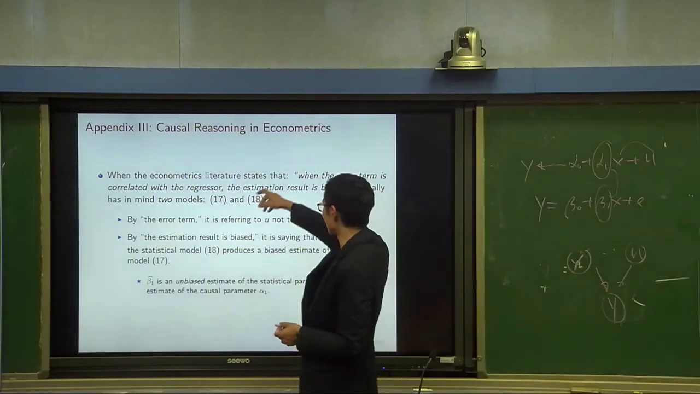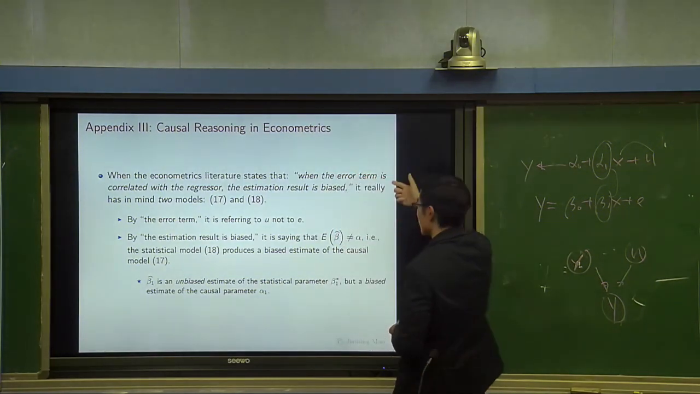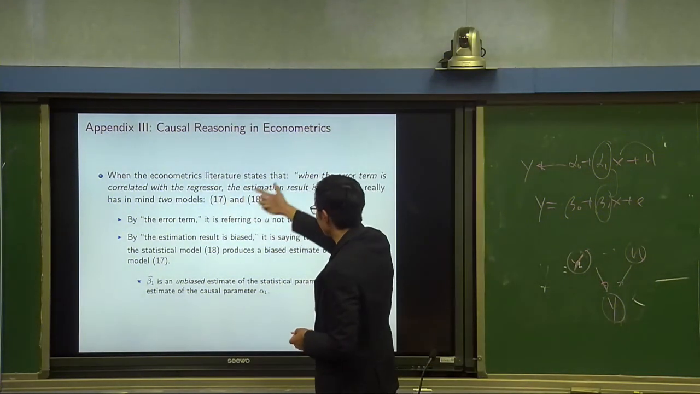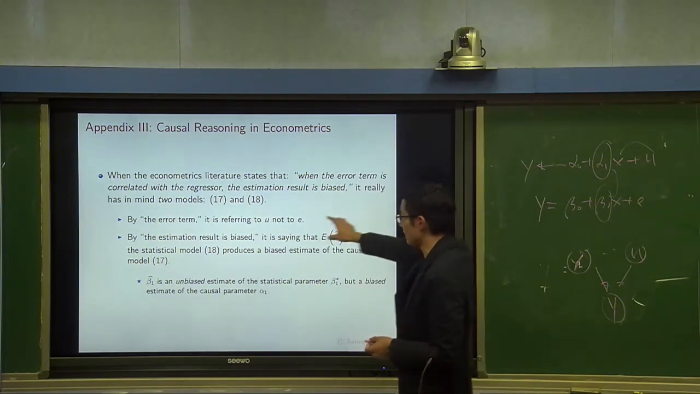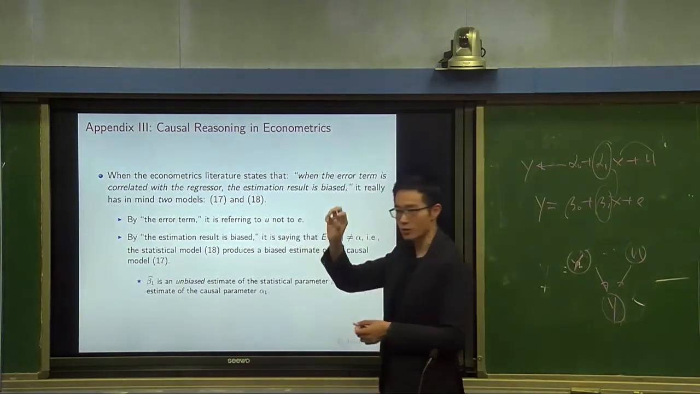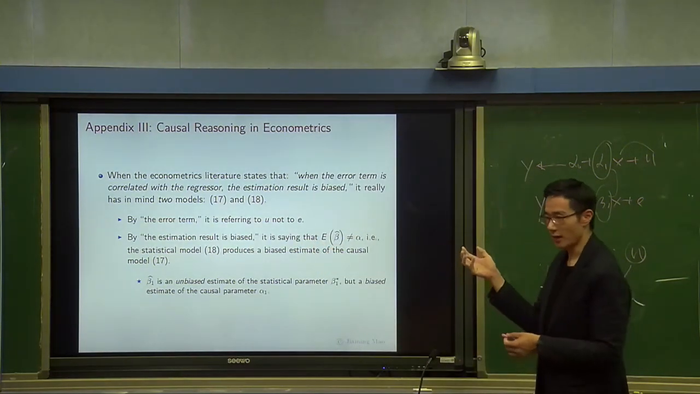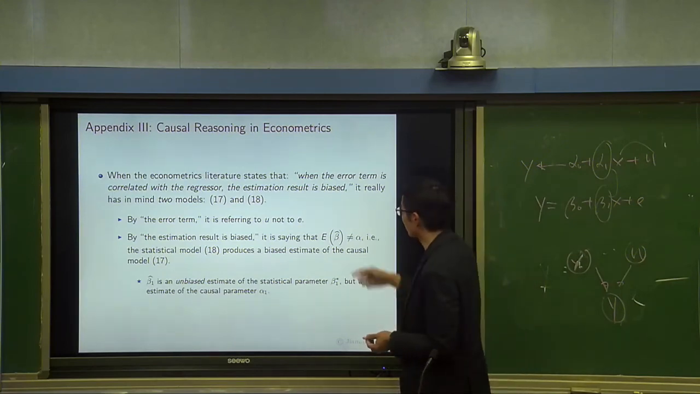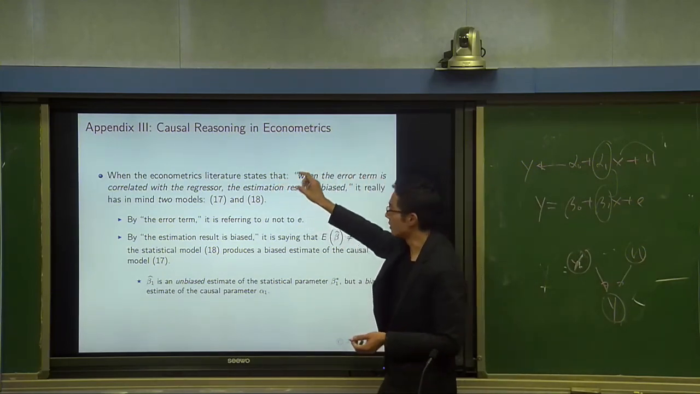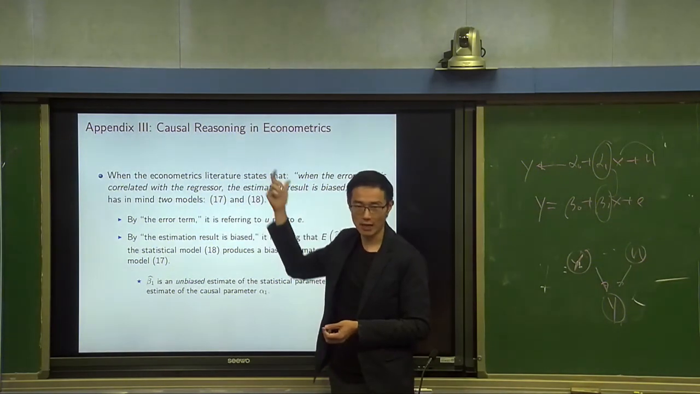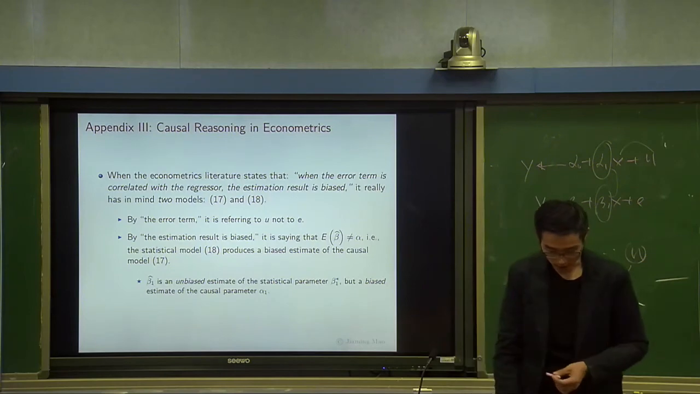So this is actually taken, I think, from Watson. But when it says the error term is correlated with the regressor, the estimation result is biased. When it says so, the error term is really referring to the u, not the e, in our first equation. And I would think a better way to say it is when the other determinant of y is correlated with x, not the error term. Right? So I think that's a more precise way of saying it, because it's a causal model.